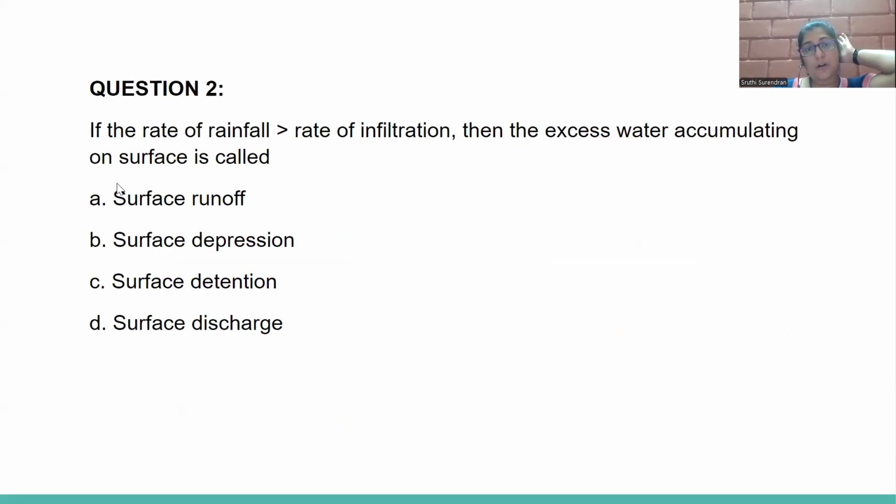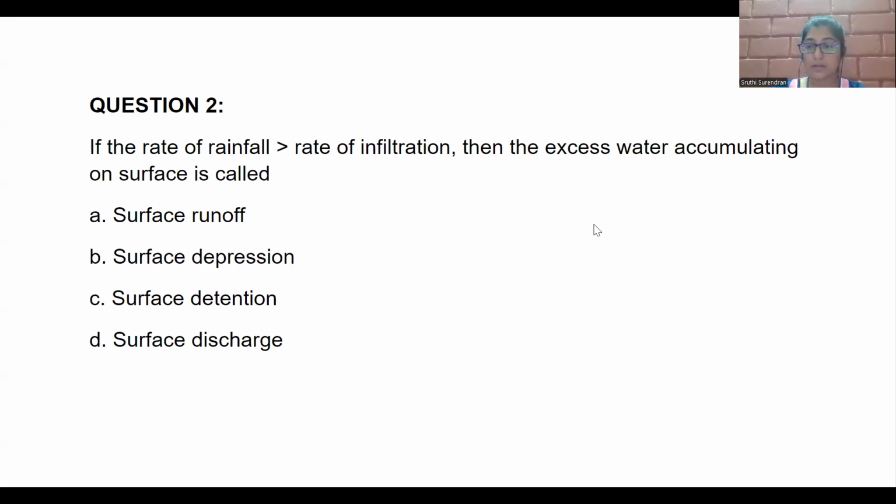If the rate of rainfall is greater than the rate of infiltration, then the excess water accumulating on the surface is called a surface runoff, surface depression, surface detention, or surface discharge? You may put your answers in the chat box. You can directly message me so that your answers don't influence the others, or you can just put in your answers in the chat box.